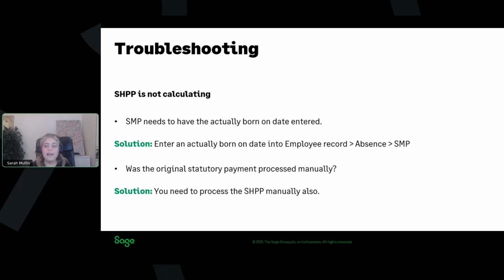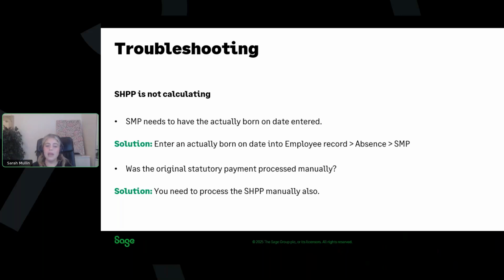Now, another one that catches a lot of people out is, was the original statutory payment processed manually? So if for whatever reason, it might be that you're paying arrears, that's maybe one of the more common reasons. So if you have done the original statutory payment manually, whether that be adoption pay, paternity pay, or the maternity pay, if those original payments were processed manually, the shared parental pay does need to be processed manually also.